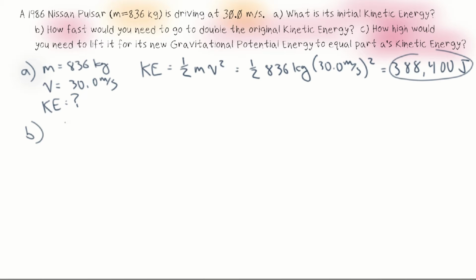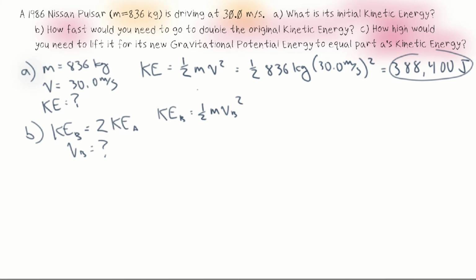So what we're interested in is, we'll say, KE part B equals 2 times KE part A. And what would the new speed need to be in order to make that true? So what we can do is we can say KEB equals 1/2 MVB squared. And we're going to need to solve this in this case for V.